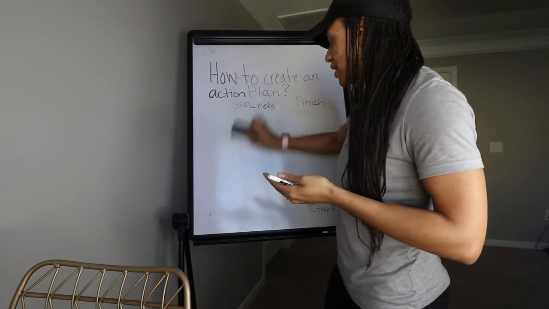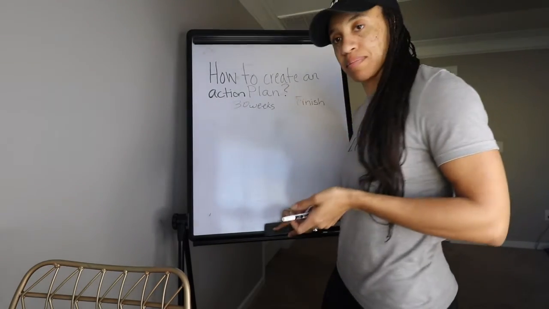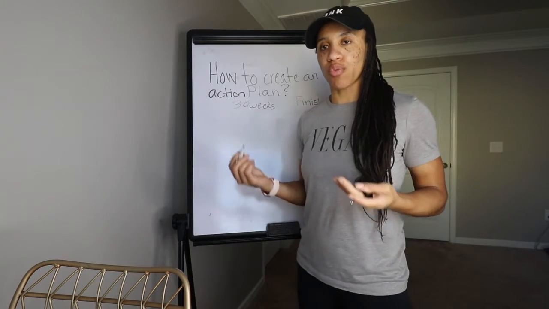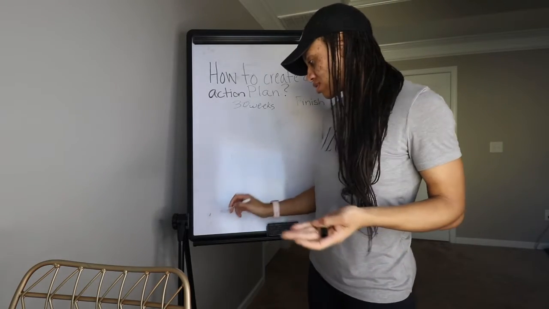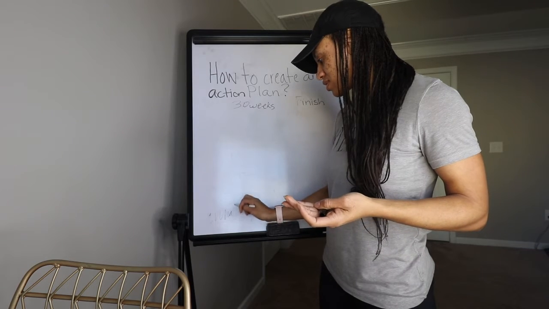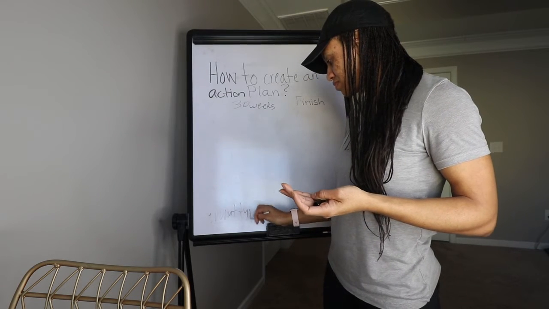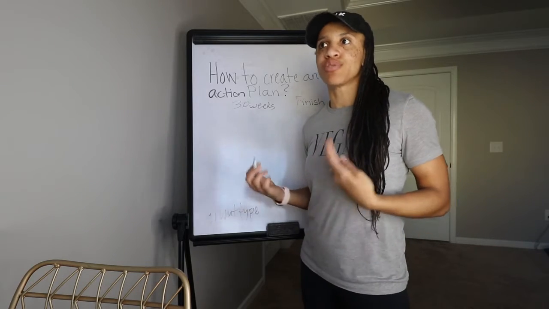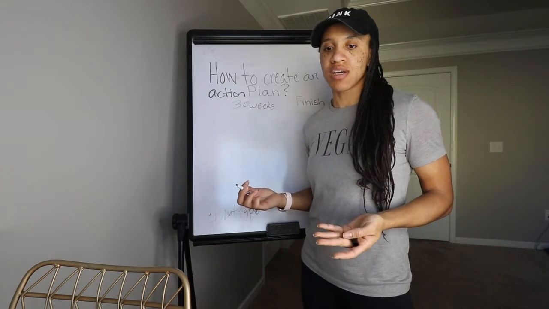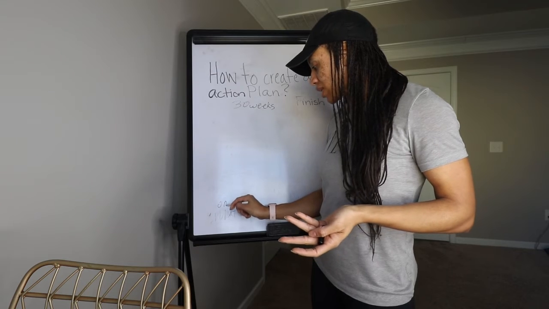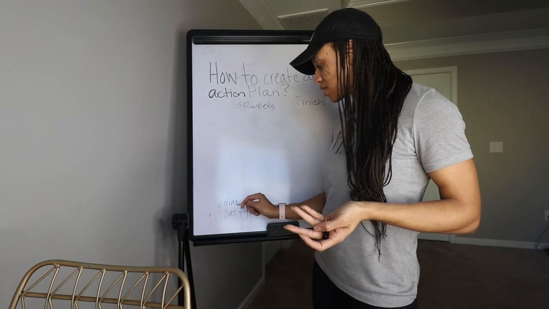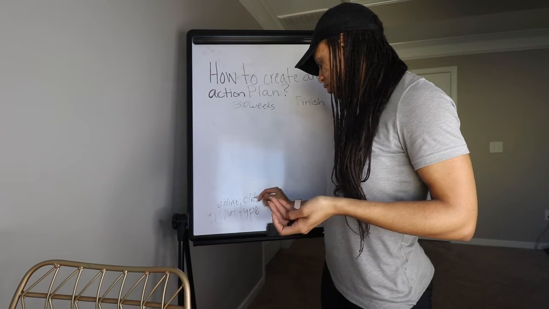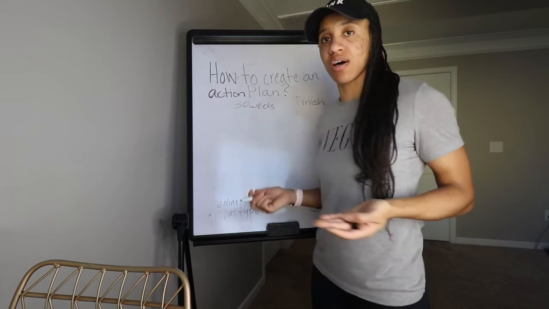If your action plan is to start a business, right? Then first you need to know what type of business you want to start. So you say, what type of business? All right, so you say, okay, well, I want to start an online business. All right, online, but what kind of online business? All right, you want to sell clothes. Okay, cool.